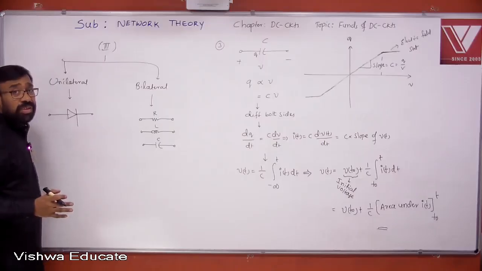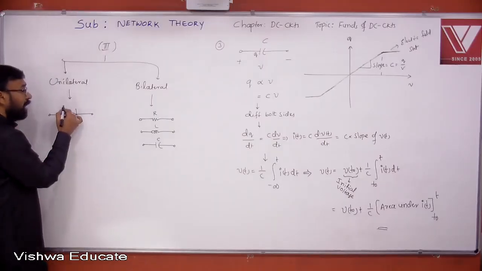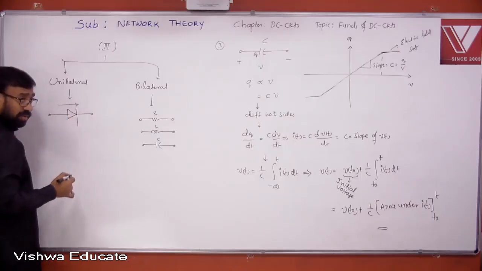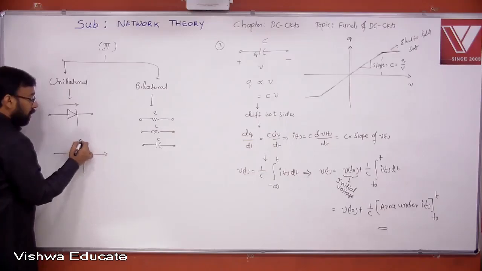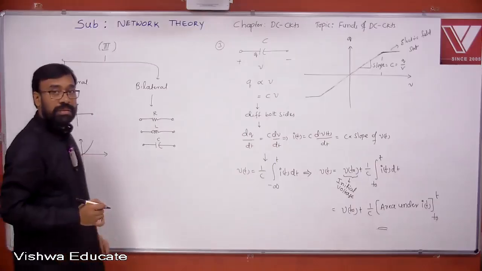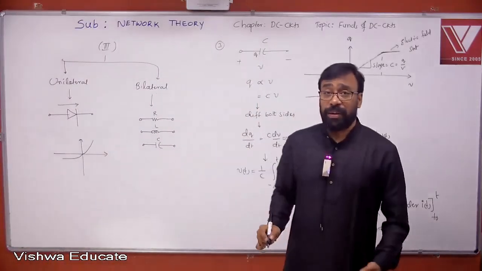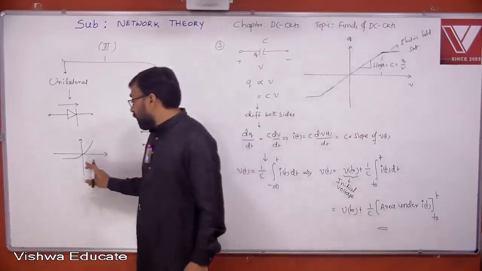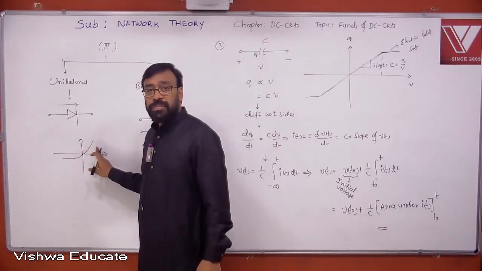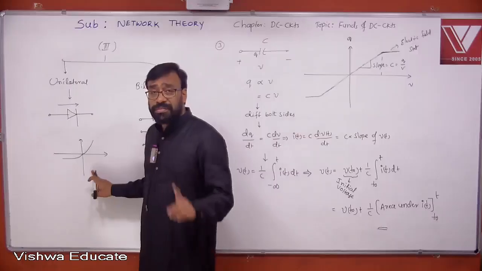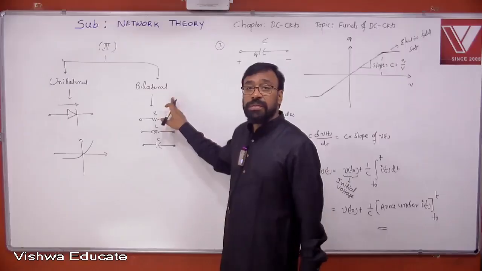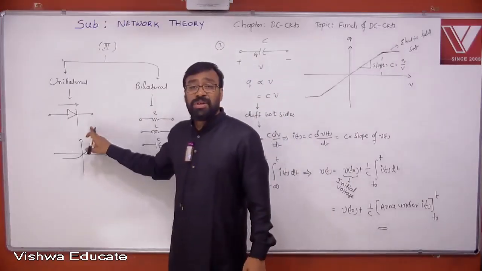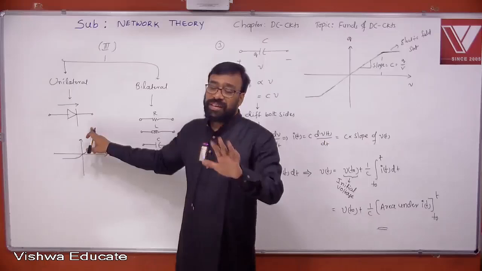What's the reason for that? Most of the people define that a unilateral element is an element which allows the flow of current only in one direction. If that is the case, is it a unilateral element or bilateral element? The flow of current is available in both the directions here. Yes or no? But does it mean it's a bilateral element? No. People define that the bilateral element is the one which allows the flow of current in both the directions, and the unilateral element is an element which allows the flow of current only in one direction. Do not define like that.